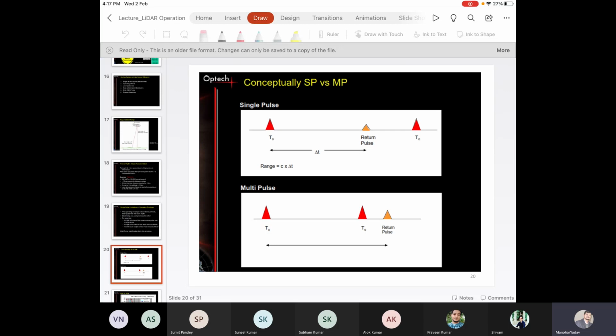So this is a conceptual description of single pulse versus multi-pulse. As you see, two successive laser pulses are plotted here in the first case. Before firing the next beam, there should be a return. Delta T gives the time taken by a laser pulse from transmission to reception, so this is the range. And just see, in the case of multi-pulse, the return from the first pulse arrives after the firing of the second beam.